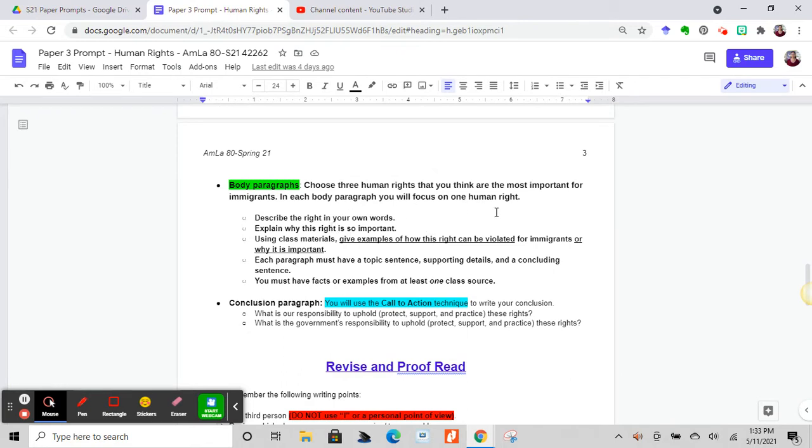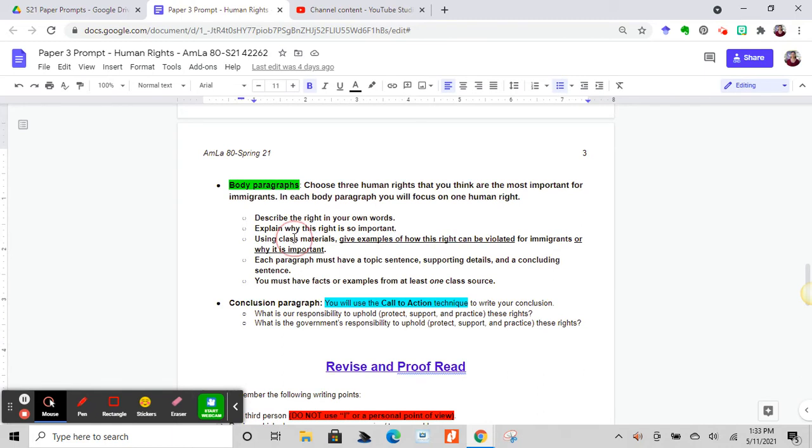Okay, you will choose 3 human rights that you think are the most important for immigrants. So you get to choose the human rights you would like to write about in your body paragraphs. In each body paragraph, you will focus on one human right. Okay? In each body paragraph, you should describe what this human right is in your own words. Explain why this right is important to immigrants.